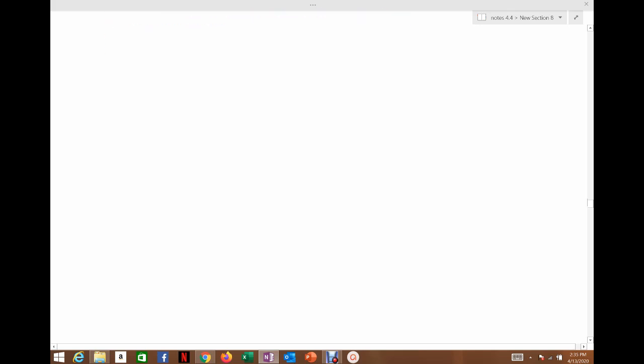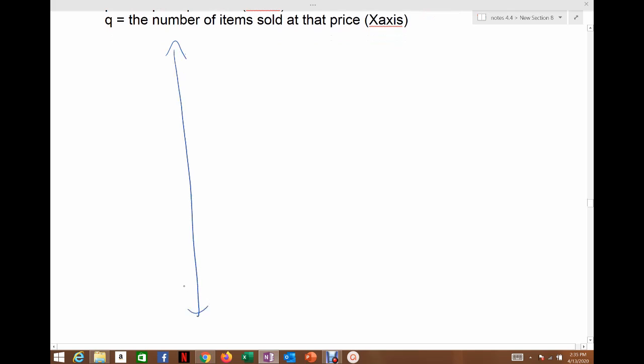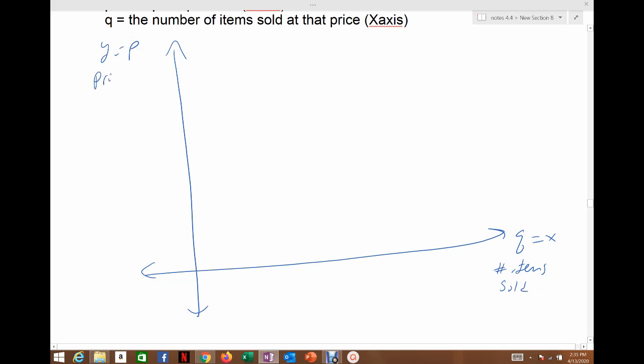So graphically, if I graph the picture, again, we only graph in the first quadrant, we only have positive prices and positive quantities. The x-axis is quantity, the number of items sold. The y-axis is the price, usually in dollars per item, although it could be in hundreds of dollars per item. Like I said, we graph it in the first quadrant.